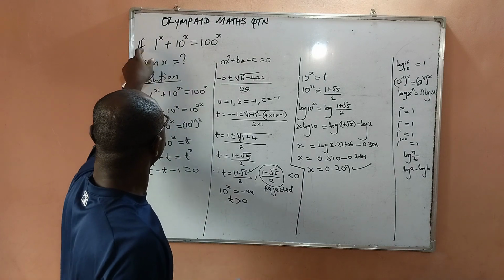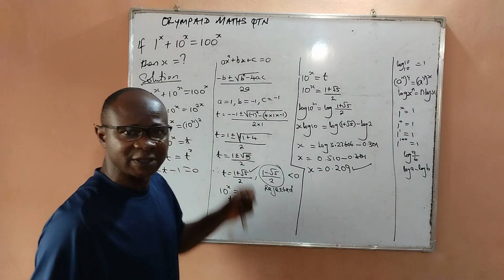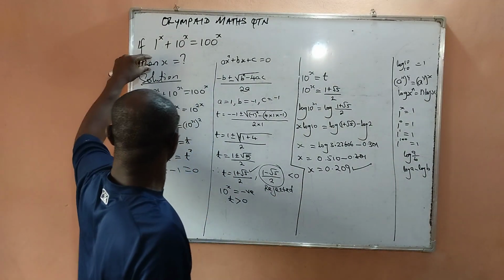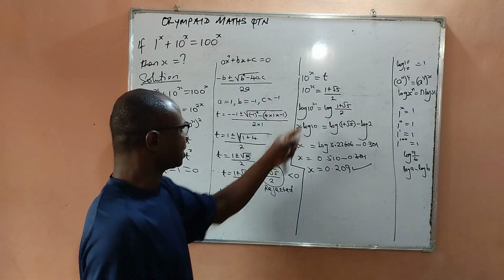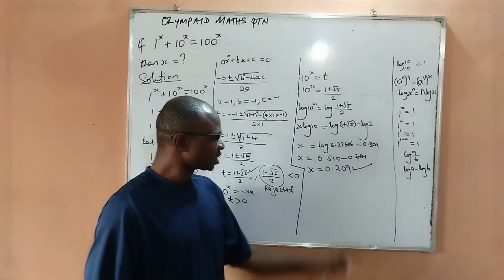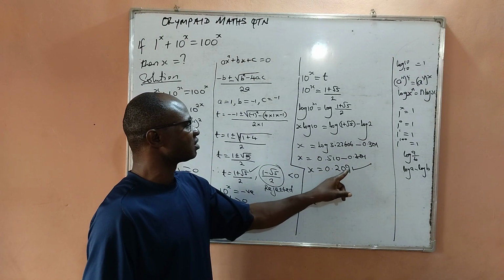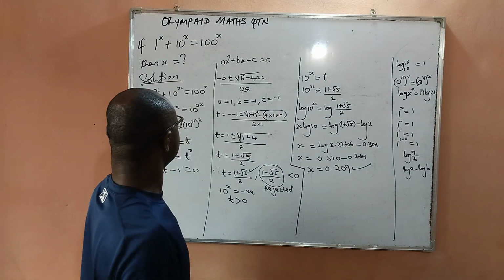At the end of the evaluation of solving the given question, 1 raised to power x plus 10 raised to power x equal to 100 raised to power x, where we are expected to find the value of x, the actual value of x in the whole solution is x equal to 0.209, and it is a positive value because that is what it is expected to be.